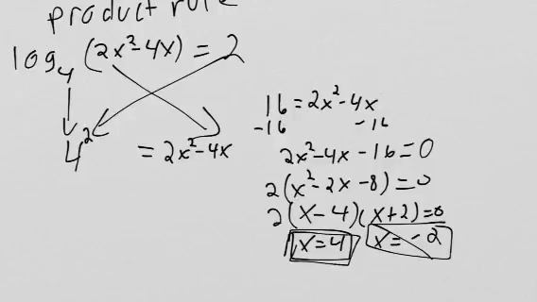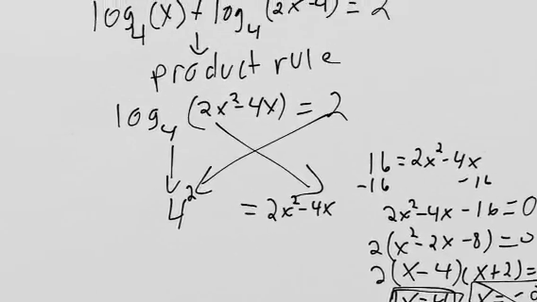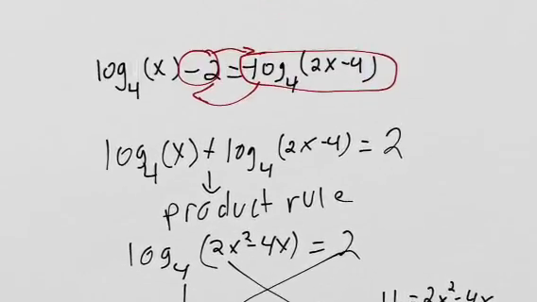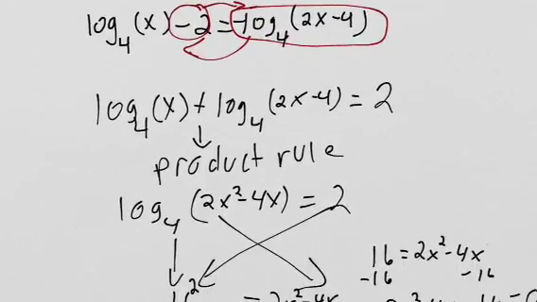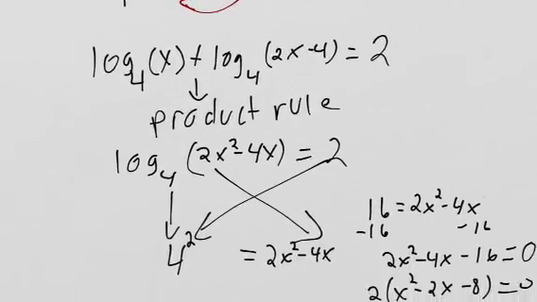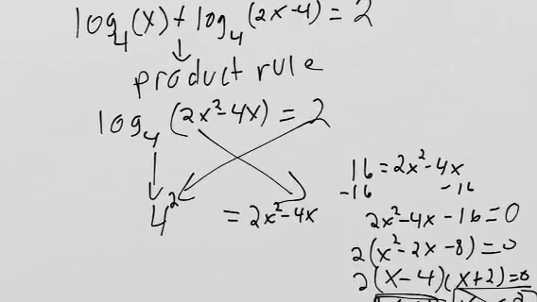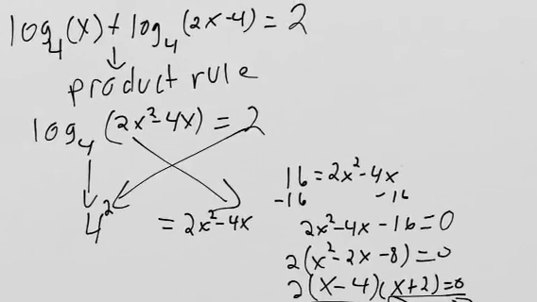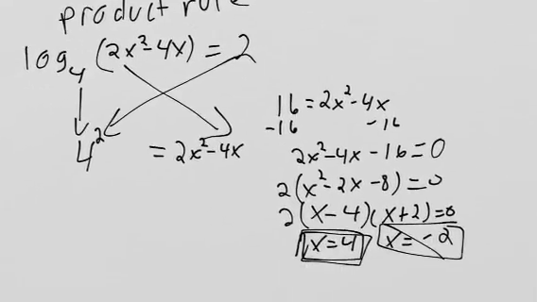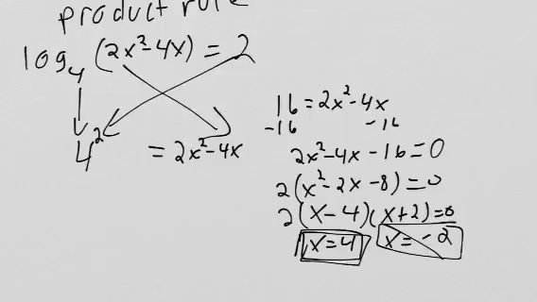We're done. So in general, what you have to do is get all the logs onto the same side, and then by themselves, combine them using product rule, and then convert your log into an exponential, because then that's going to give you a quadratic, which you can then set equal to 0 and factor to solve for x.